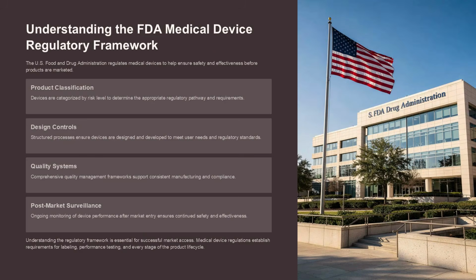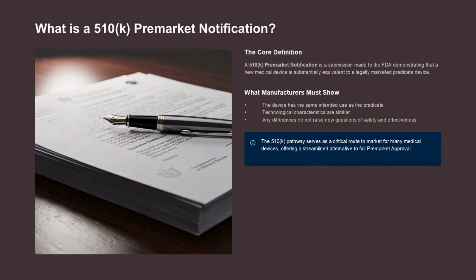The FDA regulates medical devices to ensure safety and effectiveness. Understanding product classification, design controls, quality systems, and post-market surveillance is crucial for compliance. A 510(k) pre-market notification is a submission to the FDA showing that a new device is substantially equivalent to a legally marketed device. Manufacturers must demonstrate safety and effectiveness.